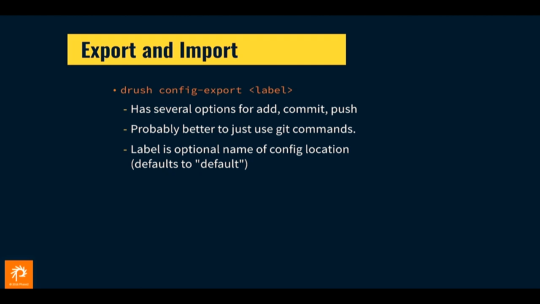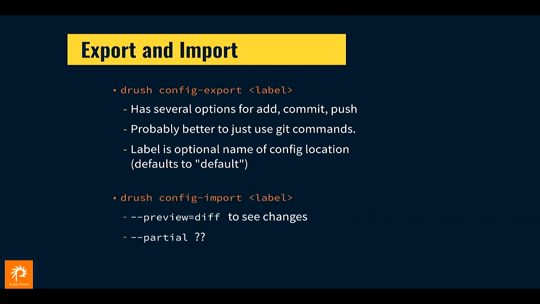There's this label, which I mentioned. If you leave it out, it's going to look for that sync key in your settings.php. But if you do have multiple config directories specified, you can give that label there. When you do a config import, you can also use that label. But one of the really useful ones here is config import will tell you what it's about to change.